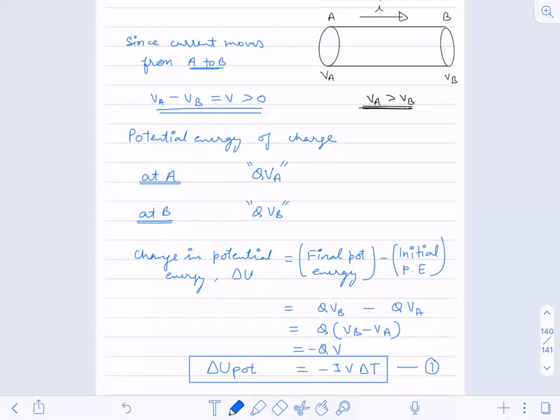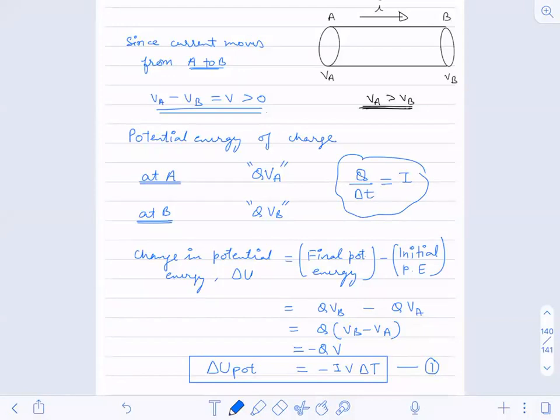But if you are calculating the change, the change will always be written as final minus initial. So I'm trying to find the change in potential energy of the charge. The potential energy at point A is Q into VA, where Q is the charge flowing. Q by delta T I can write as I, charge flowing per unit time, which I guess everybody knows. So this way we have calculated the change in potential energy.